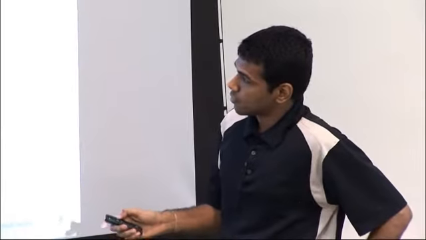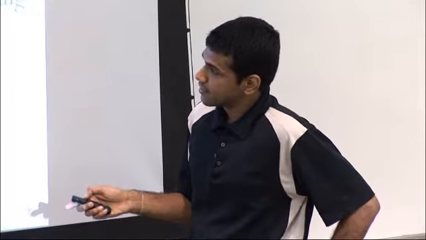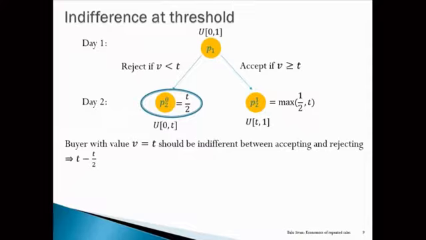Now, if this is true, what can we say from this alone? Well, one thing that is true is the buyer whose value is exactly equal to the threshold should be indifferent between rejecting and accepting. Now, if he rejects, he gets to buy just on day 2 at a price of t over 2, right?